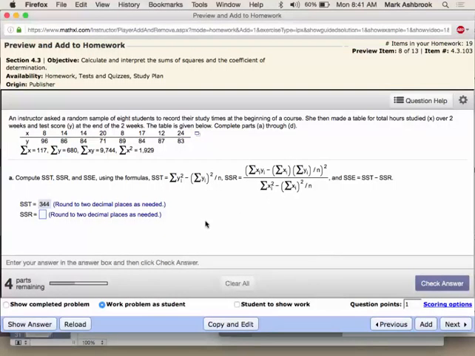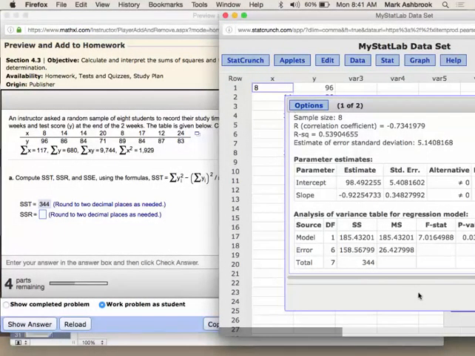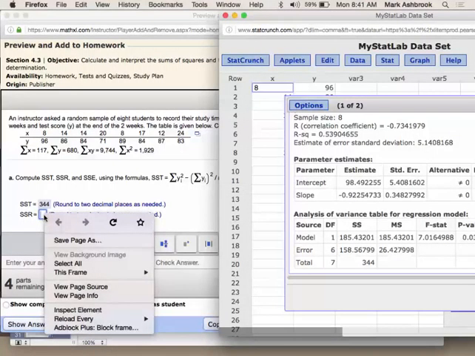Are we good? Well done. All right. SSR. What's the SSR? One decimal place. Or, oh, they want two. Sorry, 2 decimal places. SSR. 185.43. Do you guys agree with that?